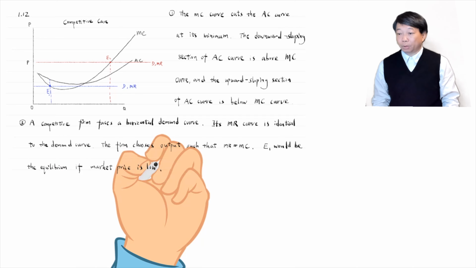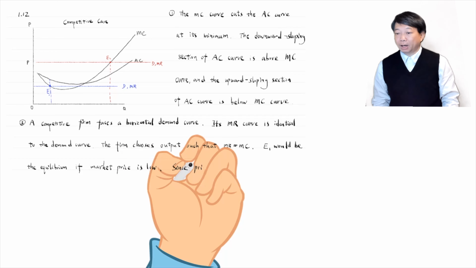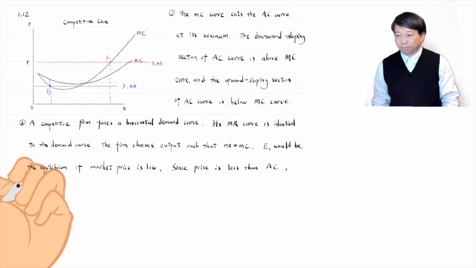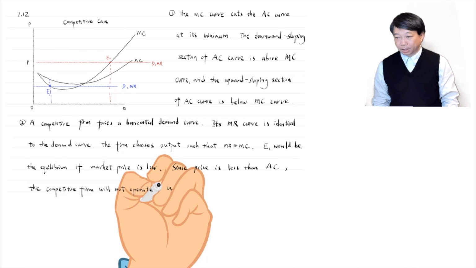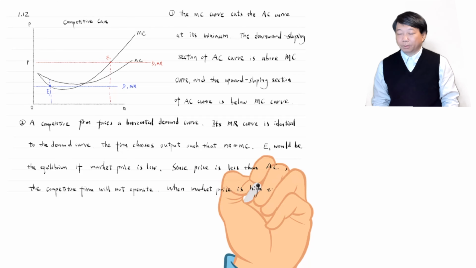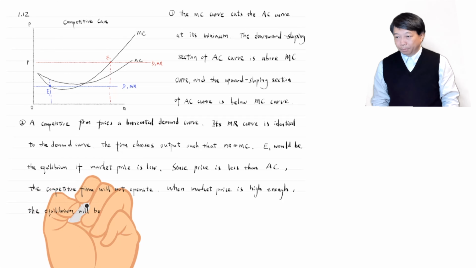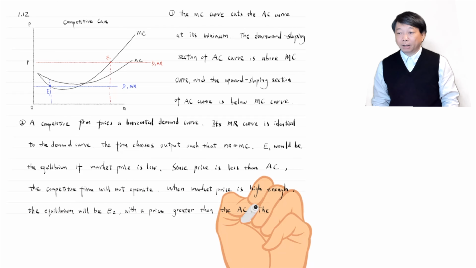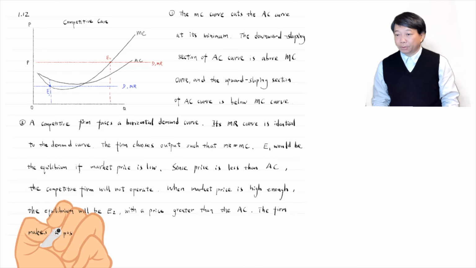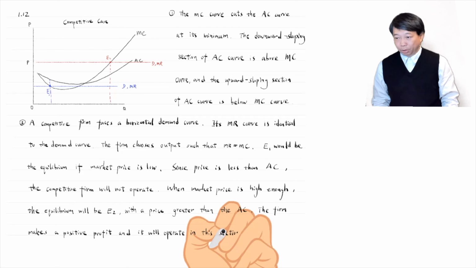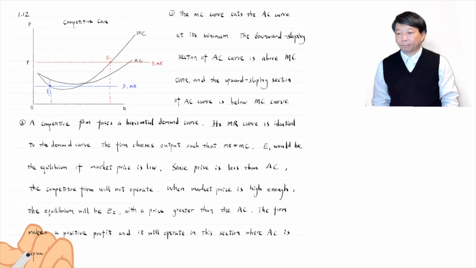E1 would be the equilibrium if the market price is low. Since the price is less than the average cost, the competitive firm makes a negative profit and will not operate at this level. When the market price is high enough, the equilibrium will be E2, with a price greater than the average cost. The firm makes a positive profit and will operate in this section, where the average cost is upward sloping.